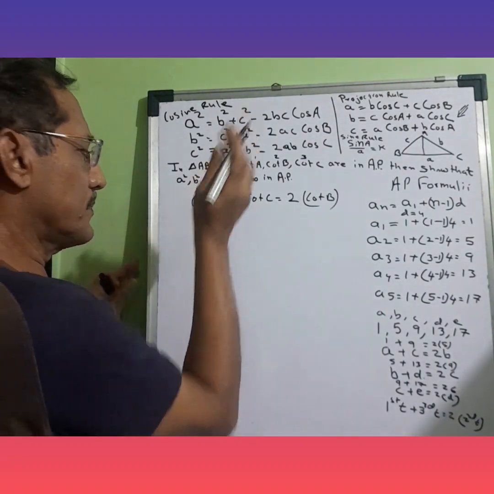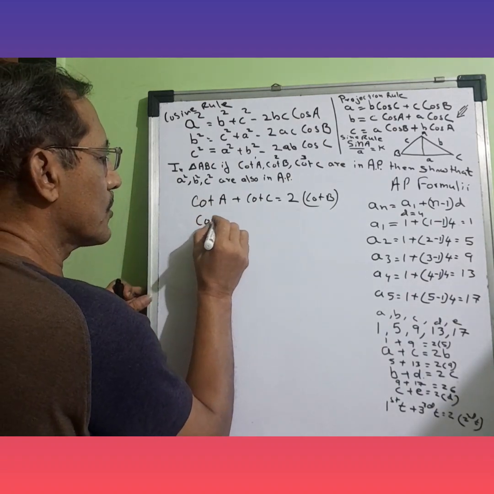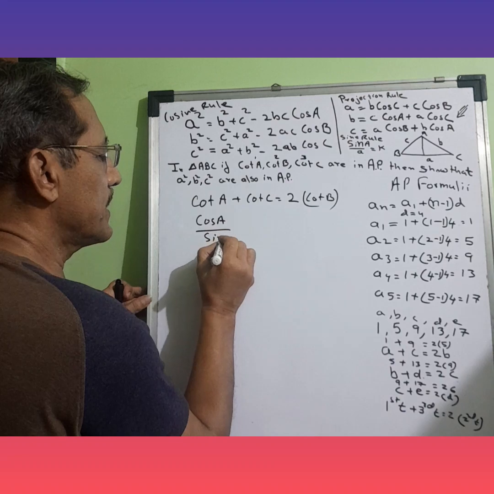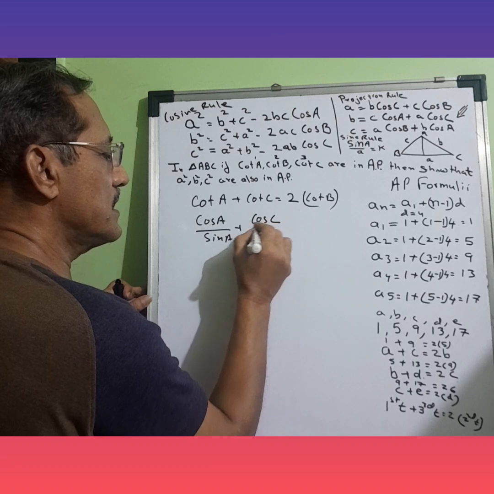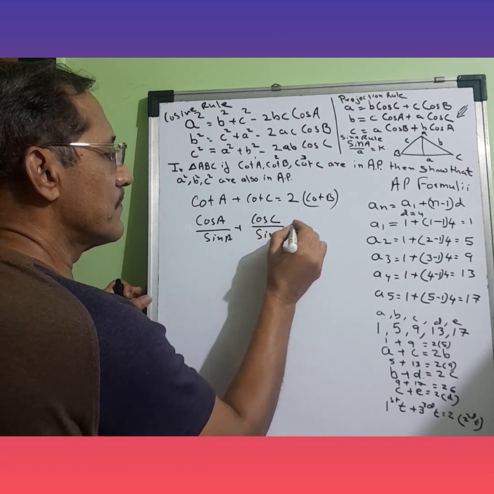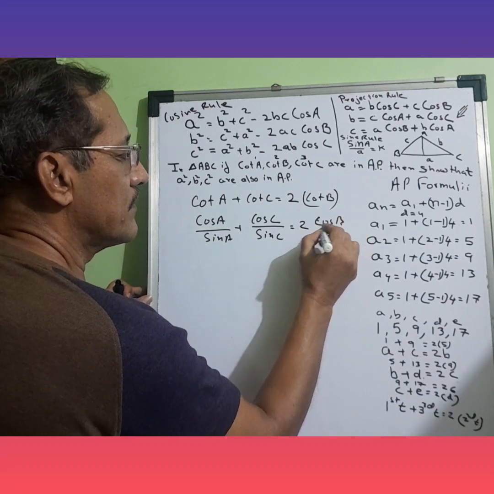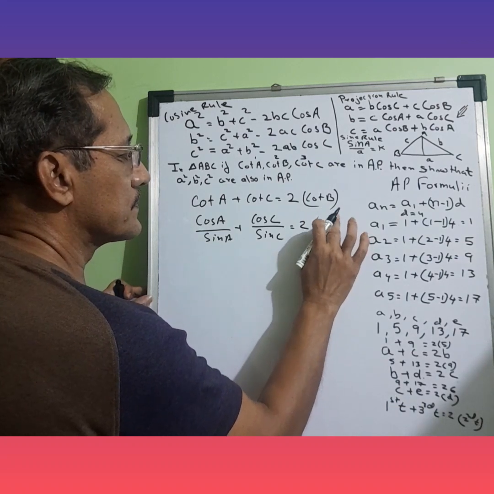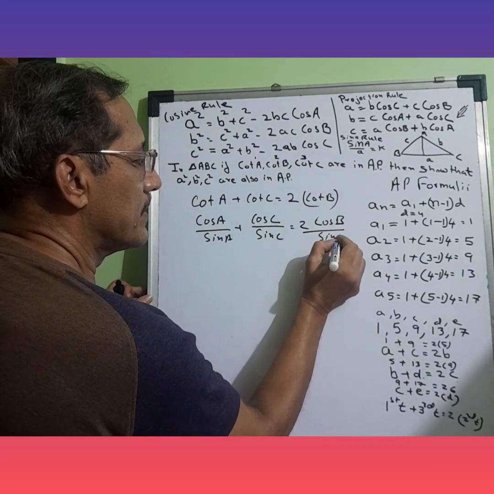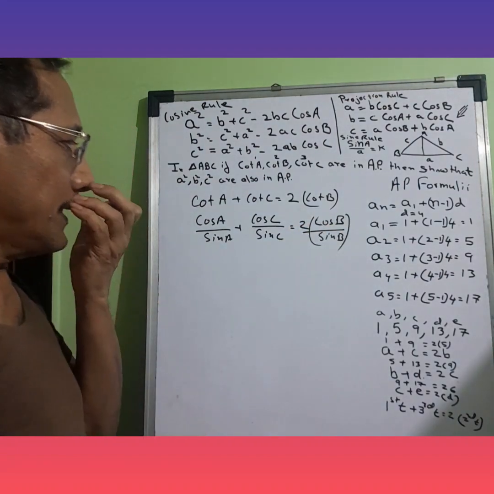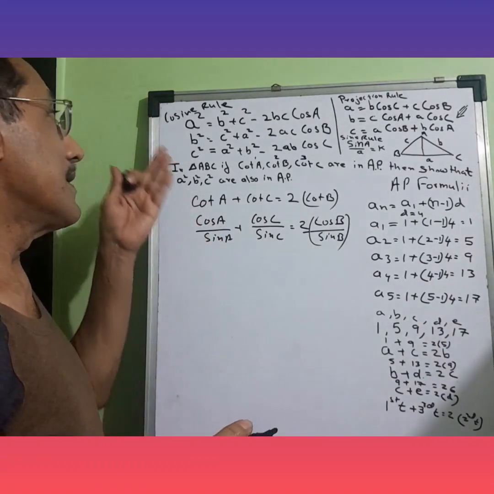So let's break it up. Cot we know is cos over sine. So it would be cos A over sine A plus cos C over sine C is equal to 2 cos B over sine B. Obviously we are into solution of triangles, so let's get into this.